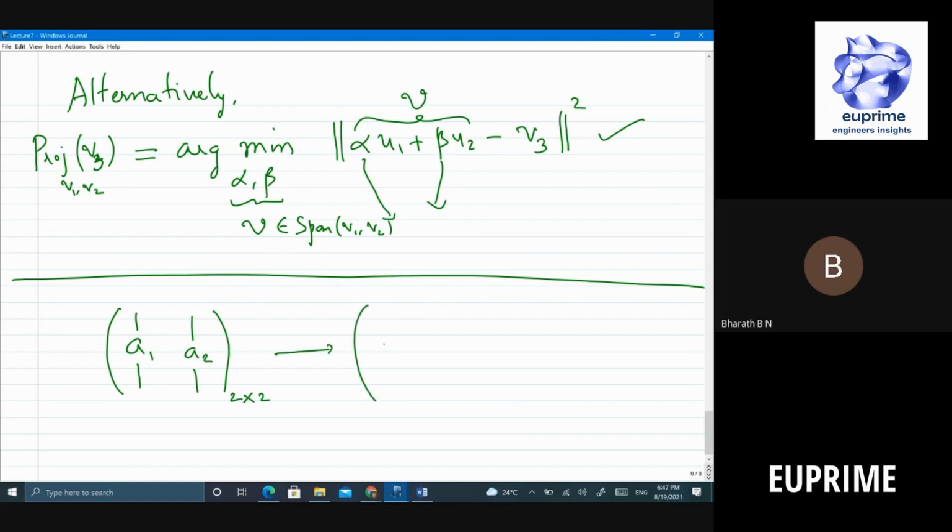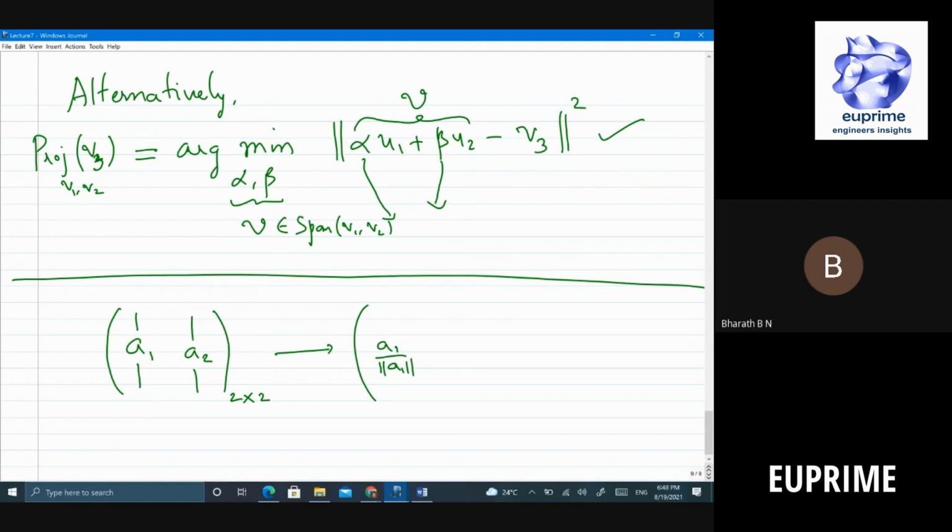I take A1, normalize it by the norm of A1, right? So that's what I'll do. What is A2? I will subtract and then normalize, right? So whenever I normalize, I'll get a number, right? That's all that happens, right?